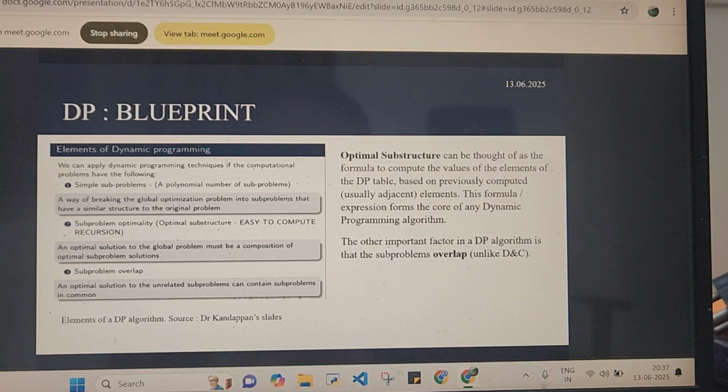As of now, the 3 core elements of a DP algorithm are simple subproblems of the same nature. Again, that's not specifically mentioned there, but that holds whenever you're breaking down a problem into subproblems. The subproblems have to be of the same nature. A polynomial number of subproblems, overlapping or dependent subproblems, and there should be something called an optimal substructure, which is a formula using which you can solve a bigger problem, provided you know the solutions to the smaller problems.